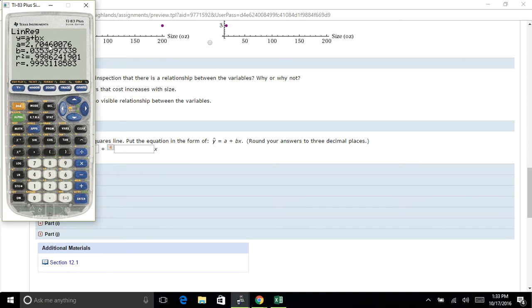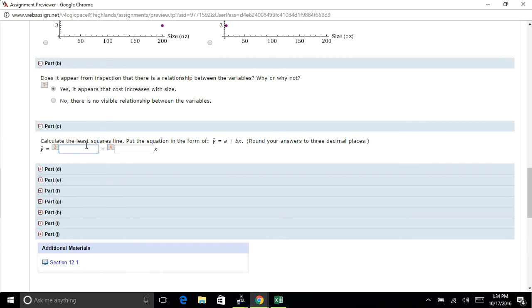And then for B, it wants 3 decimal places, so that's going to be 0.35. So I'm going to go here. So A, I'm going to be at 2.705, and here I'm going to put 0.035. Okay, I got that from the calculator.